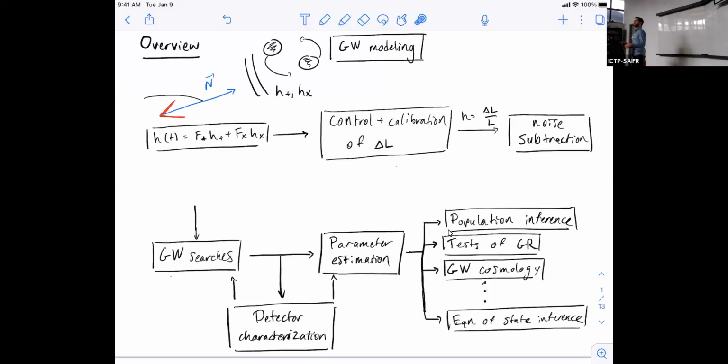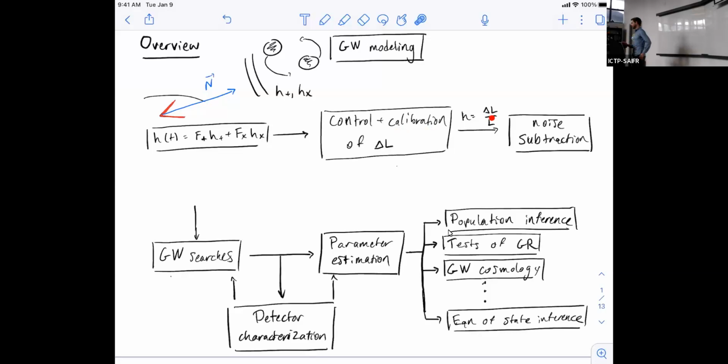And that calibration process itself has some inaccuracies. We try to do our best to understand the uncertainties in that process and account for them. After that, there's often a set of noise subtraction steps. There are some features of noise in the detector that we actually know where they're coming from, sometimes because we put them in ourselves in order to calibrate the detector. Other times, just because we can measure other devices, other signals in the detector, in order to see what is pushing on this delta L.